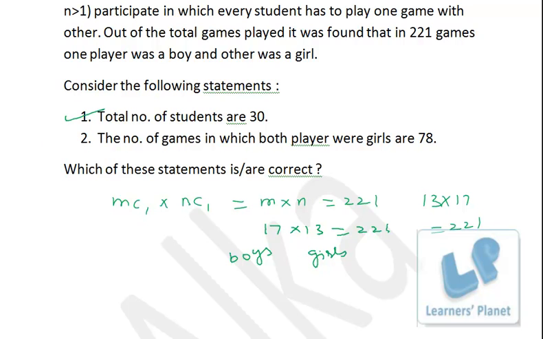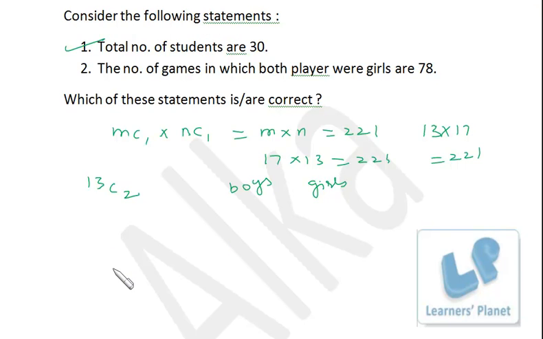Okay. Now, number of games in which both players were girls. If both the players were girls, that means from these 13 students, these are girls. From these 13 girls, 2 girls are selected for these games, right? So for the games when both the players are girls, there will be 13C2 ways. So 13C2 is 13 into 12 by 2. So that is 78, right? So definitely there will be 78 games in which both the players were girls. So this statement is also correct.